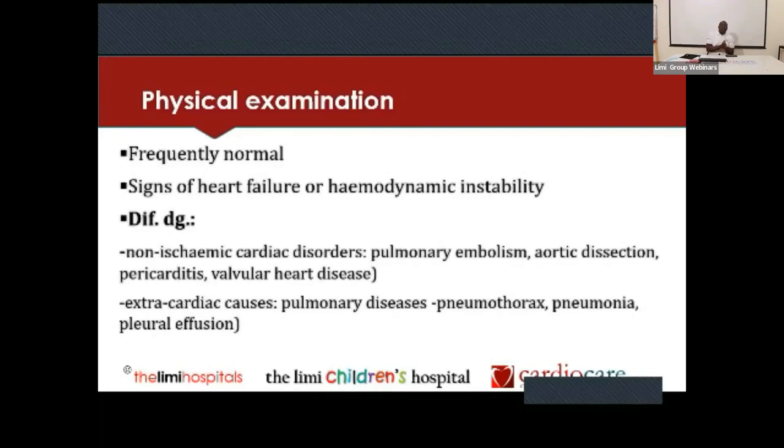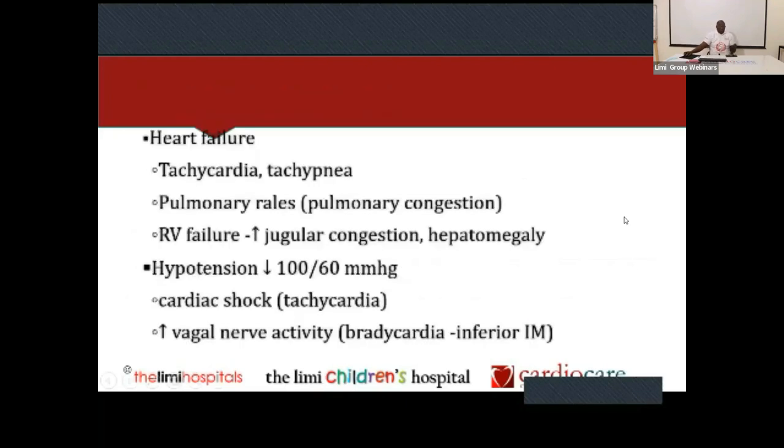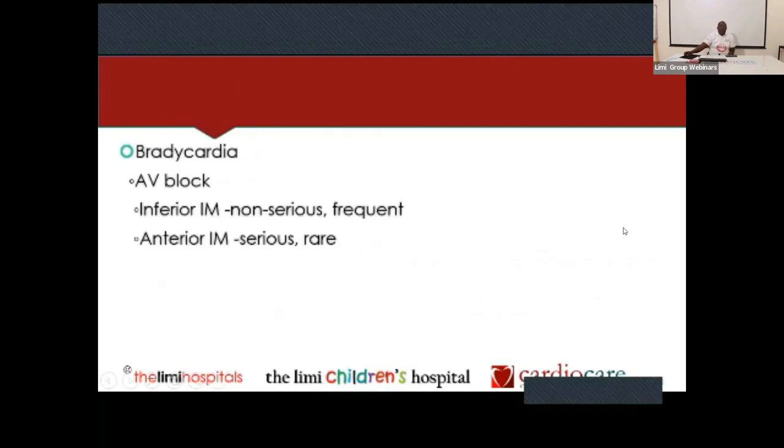But for a patient with myocardial infarction, you may not actually find anything on examination. And for those who come with complications, you may be able to pick up evidence of heart failure, presence of arrhythmia, and the rest. But the physical examination might not be that significant when you see this patient. And like I said, you can find evidence of heart failure, hemodynamic compromise, and the rest.